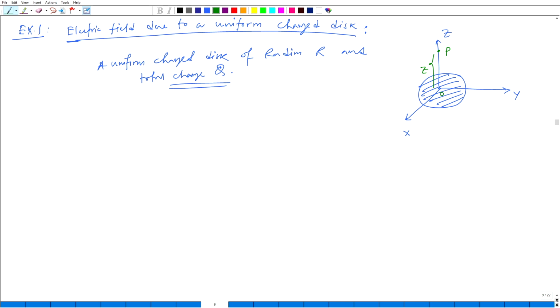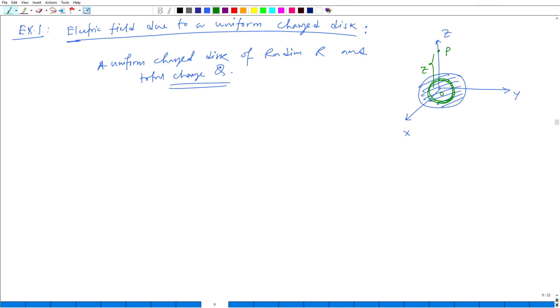So, how to calculate? Again, we construct a small element. In this case we choose a small element with a charge dq, because this one is a surface. So, we consider an element on the surface and not a strip.